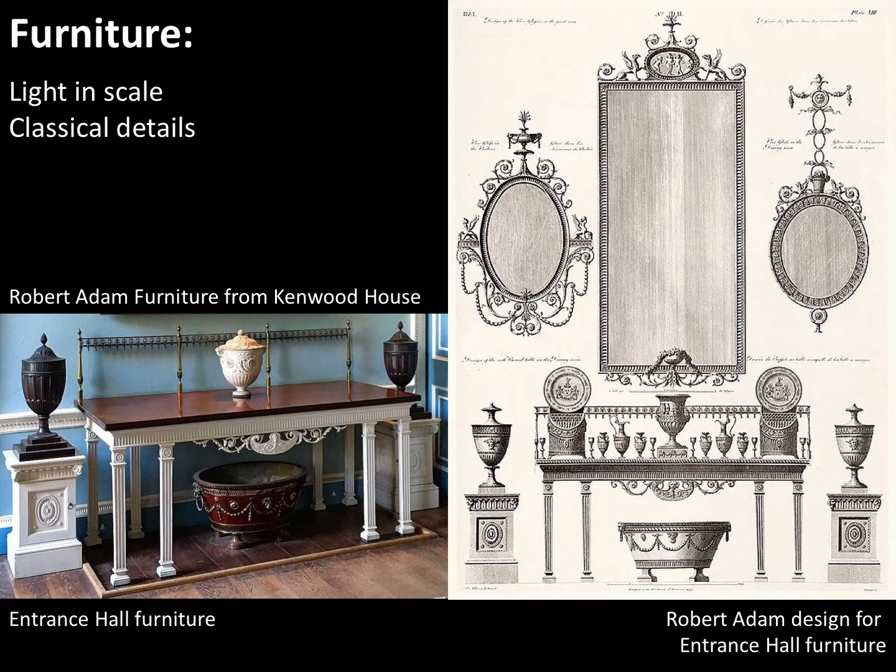This table with the urns on top, the side pedestals with their own vases on them, and it even extends up into a large rectangular mirror and two oval-shaped mirrors. So on the left-hand side, you see from the actual house. On the right-hand side of this image, you have the Adam design for this material. And you see that meticulous attention to detail that then, of course, carries over into the actual furniture.